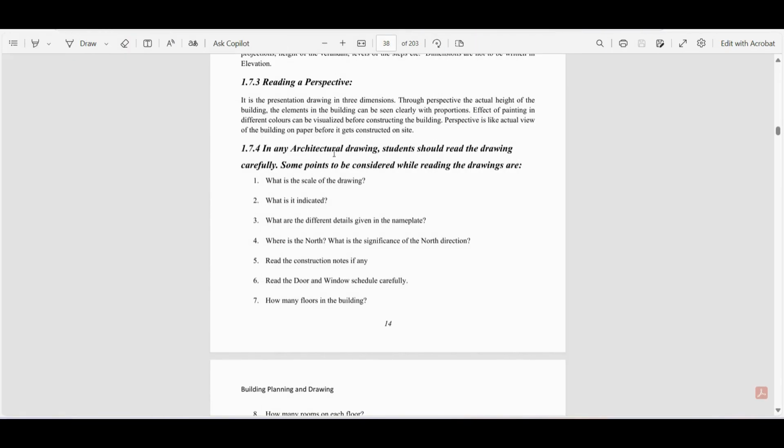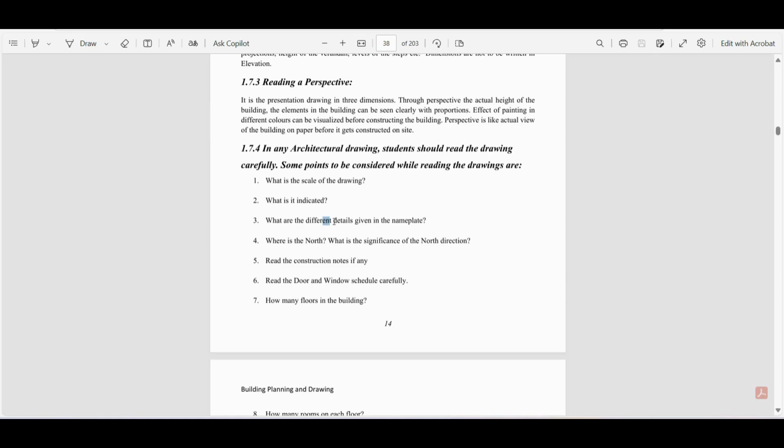Next, in any architectural drawing, students should read the drawing carefully. Some points have to be considered while reading. First, what is the scale of the drawing? In the part 3 session, we already learned the scale of the drawing, whether it is 1:1 or 1:2. Depending on the requirement, we normally increase or decrease the scale. Next, what does it indicate? Scale 1:1 means original dimension, 1:2 means it is doubled, 1:100 means 100 times, like that.